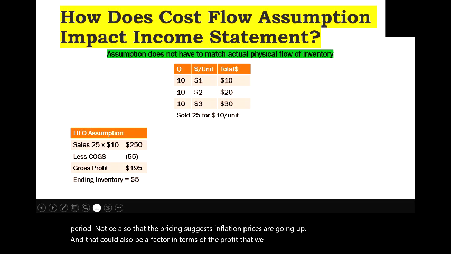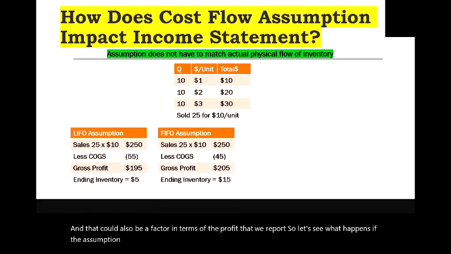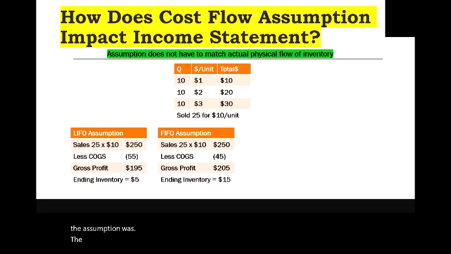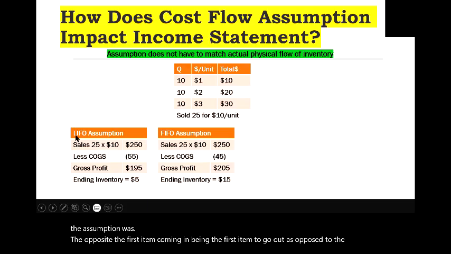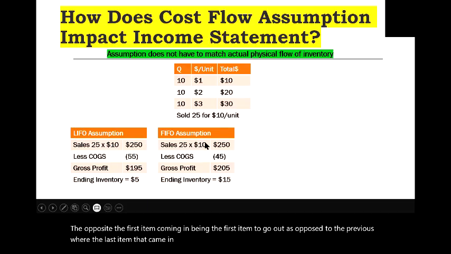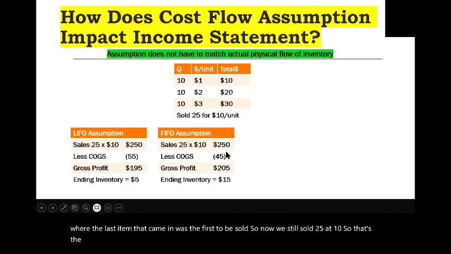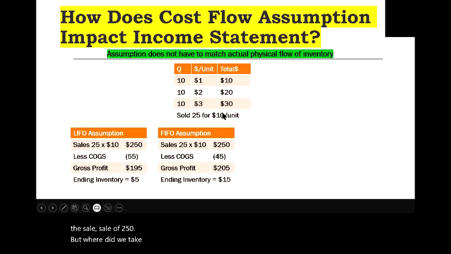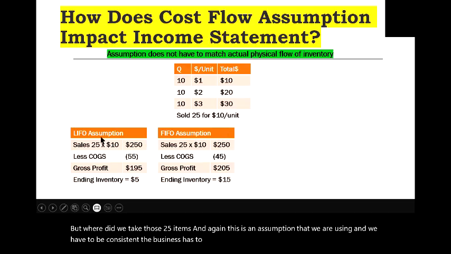So let's see what happens if the assumption was the opposite. The first item coming in being the first item to go out, as opposed to the previous where the last item that came in was the first to be sold. So now we still sold 25 at 10, so that's the sale of 250. But where did we take those 25 items from? And again, this is an assumption that we are using, and we have to be consistent. The business has to be consistent. So they cannot use LIFO 1 year and then switch to FIFO the next year. It has to be consistent.